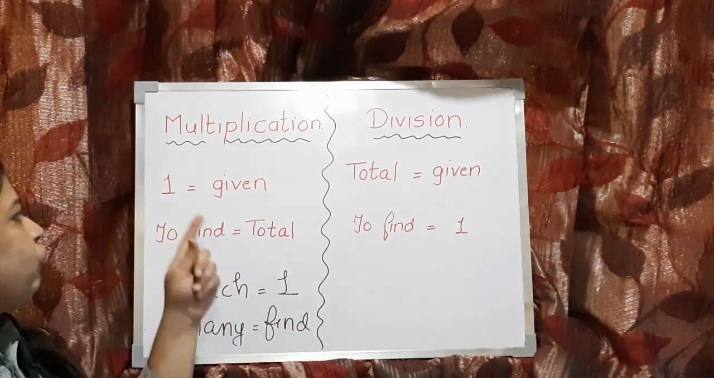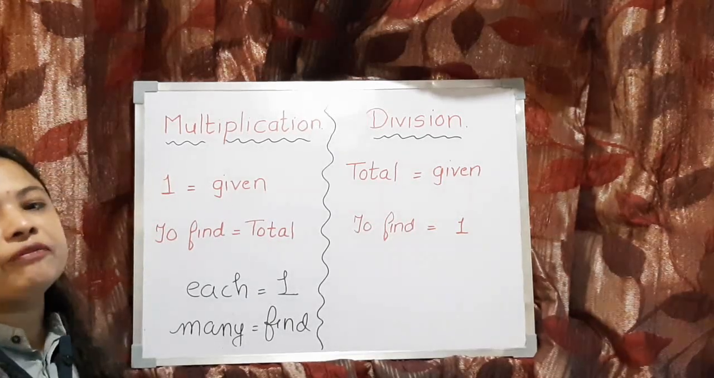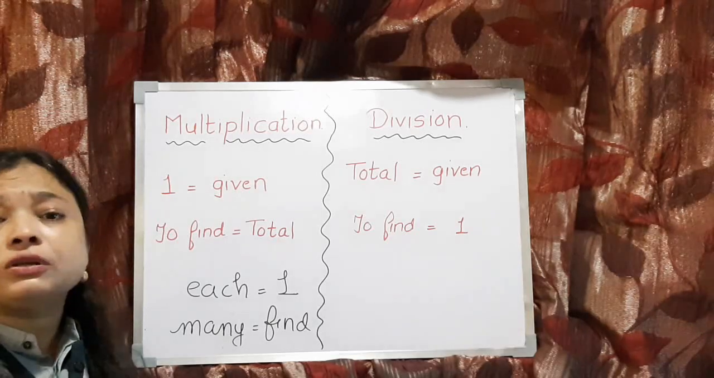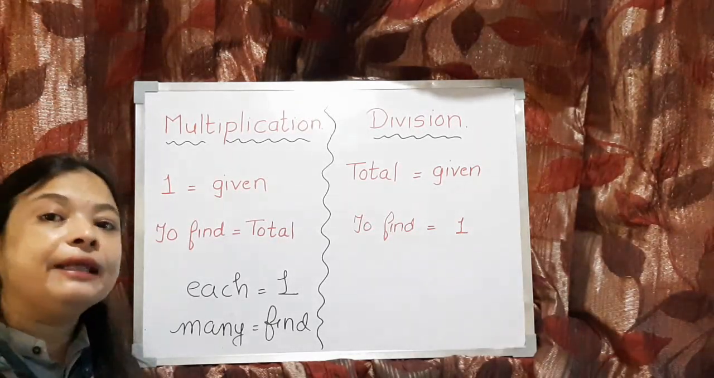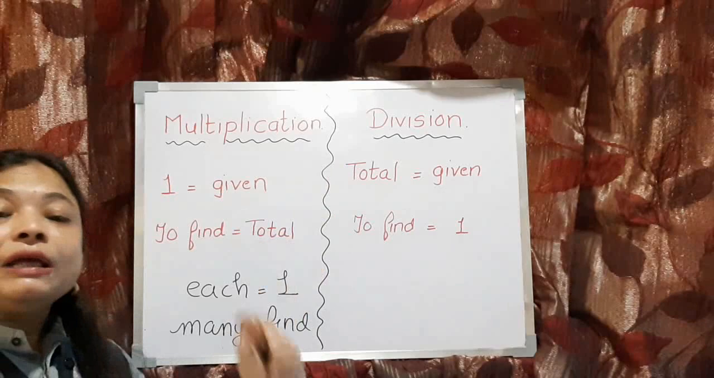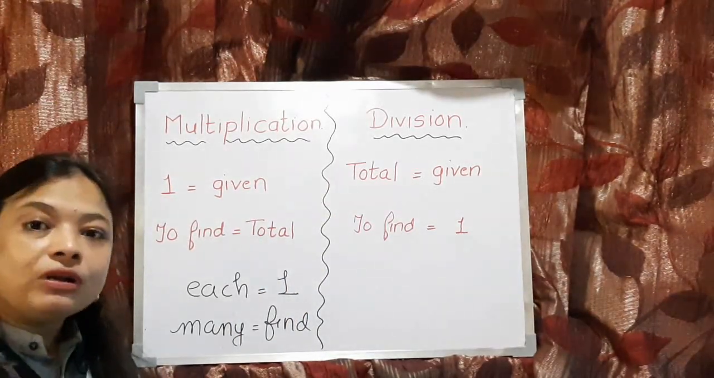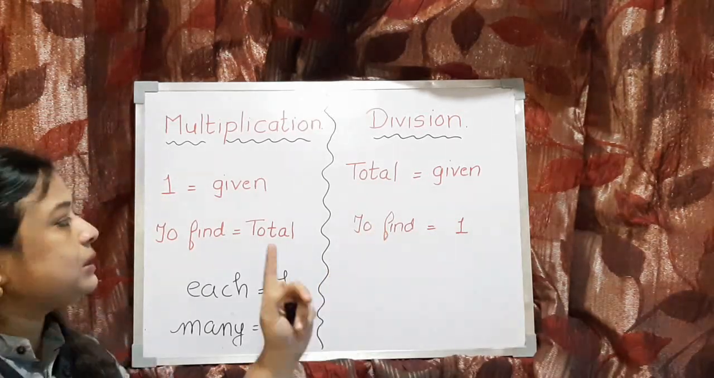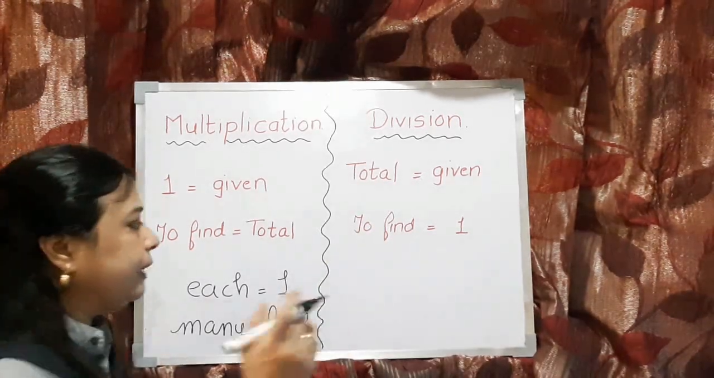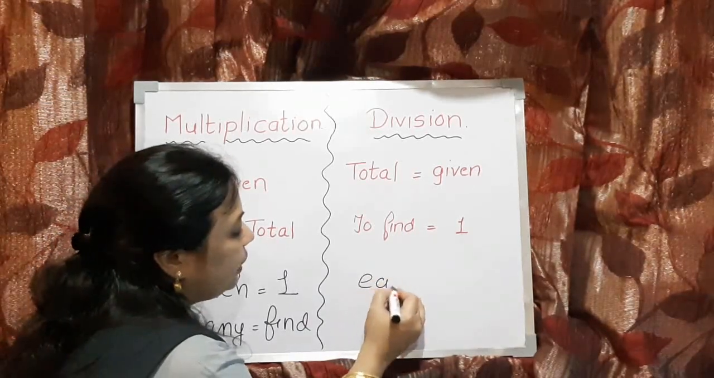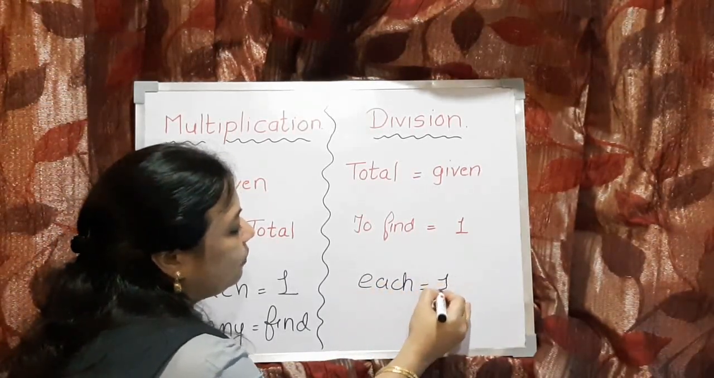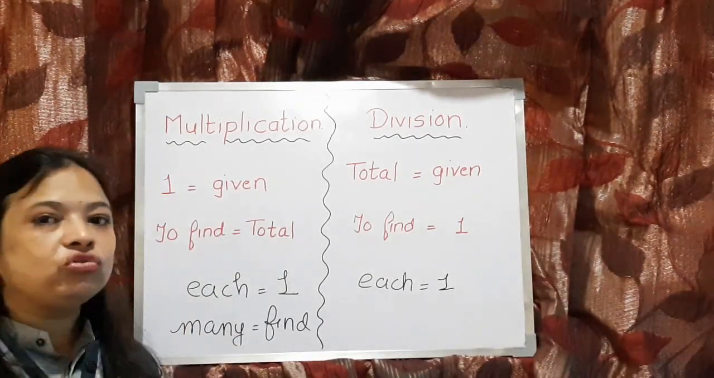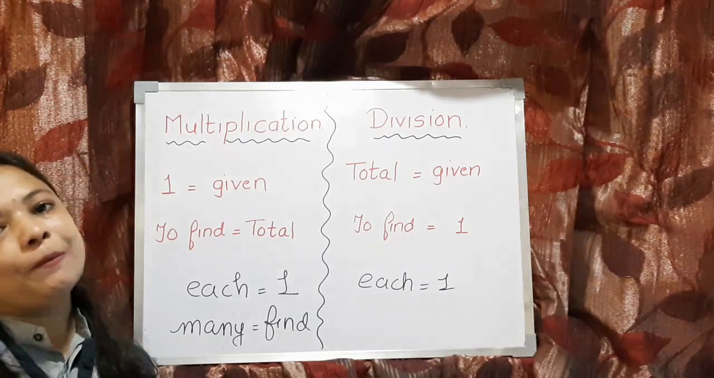Okay, so in multiplication, the cost of one item is given to us, like the cost of one pencil is 2 rupees. So what is the cost of 10 pencils? So we were finding the total. Now today we are going to do division. In division, what will be given to us? The total number of things will be given to us and we have to find out one. So each we are going to find in our story sums. Okay children, when we do the sum, you will come to know what exactly we have to do. Okay, so come on, let's start.